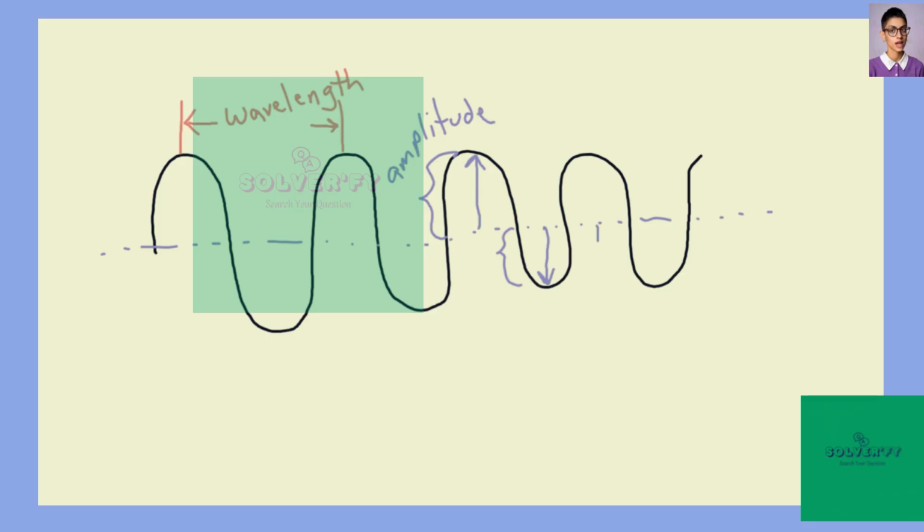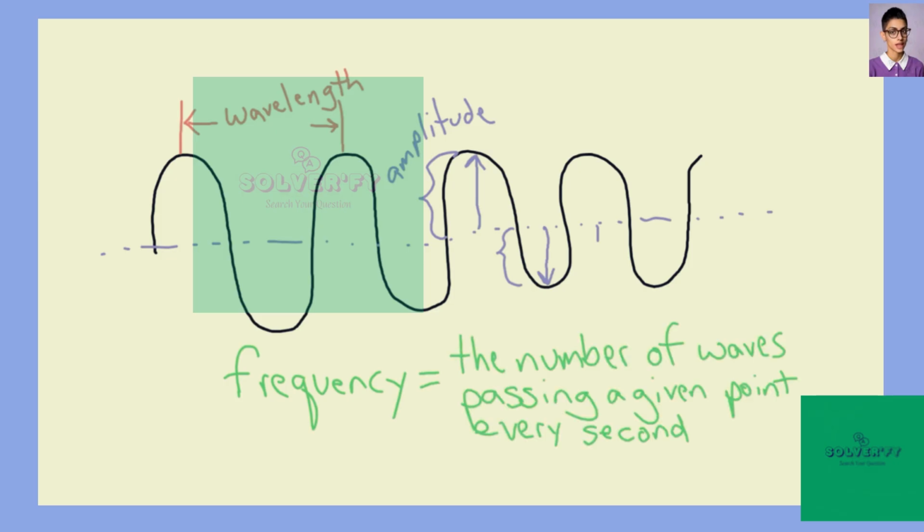Now, the frequency is a little bit difficult to draw in a picture that's not animated, but the frequency of the wave is defined as how many waves are passing a given point every second. So you can think of frequency as the number of waves passing a given point every second. If we think of this wave that I have drawn here as moving in this direction, we could count how many wavelengths pass a given point every second. That would be the frequency.